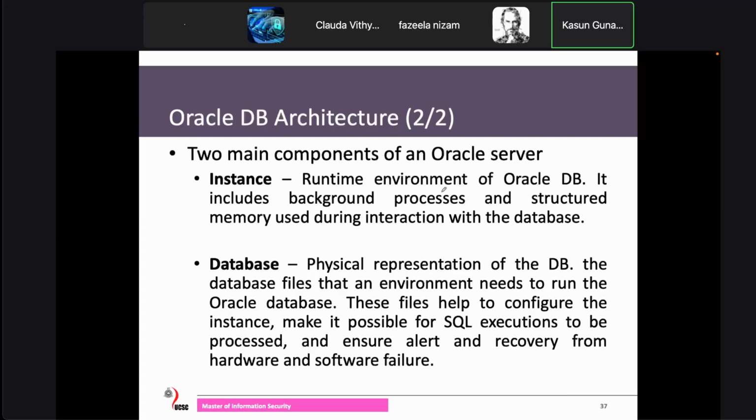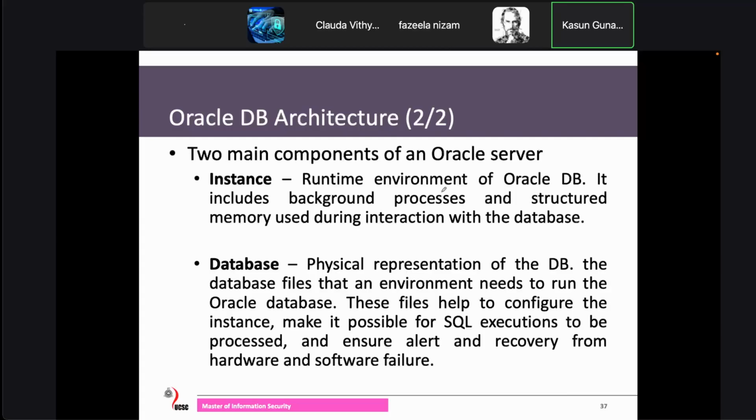So basically the database refers to the collection of physical files on disk that store the data, metadata, and configuration related stuff. So it is the actual repository where data is stored and managed physically. When it is in runtime, we call it instance. When it is on disk, we call it database, right? It includes data files, control files, and logs, right?